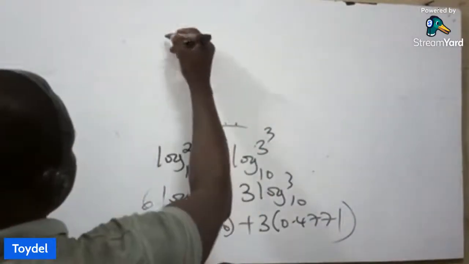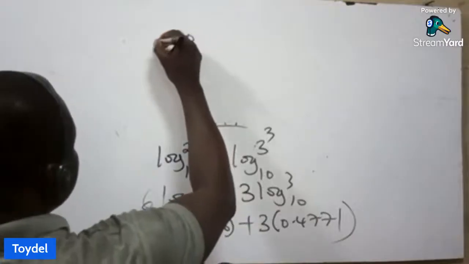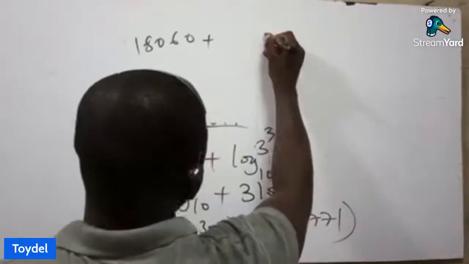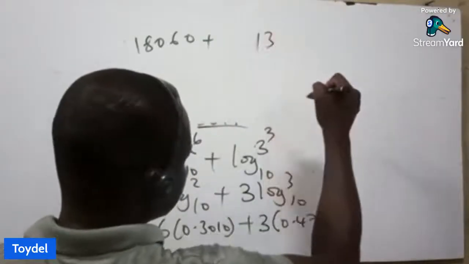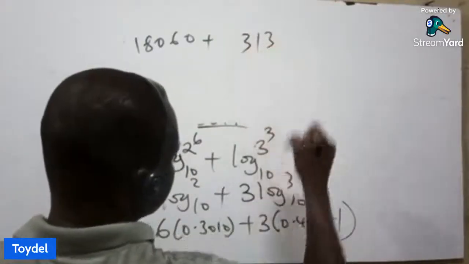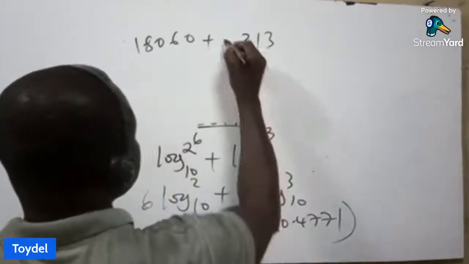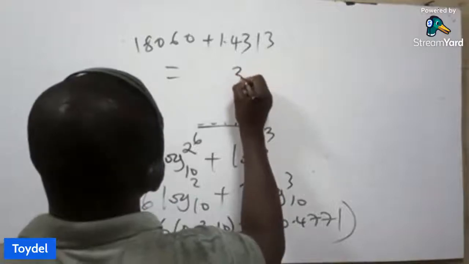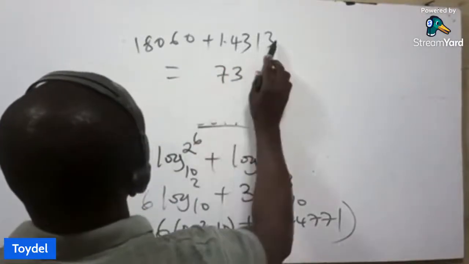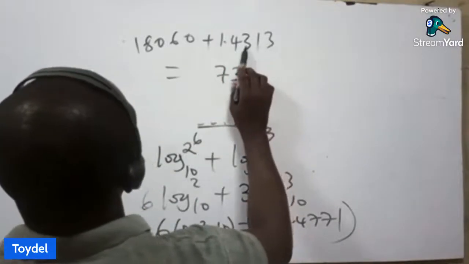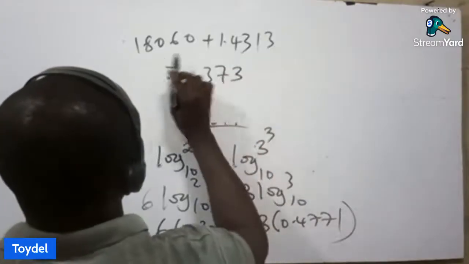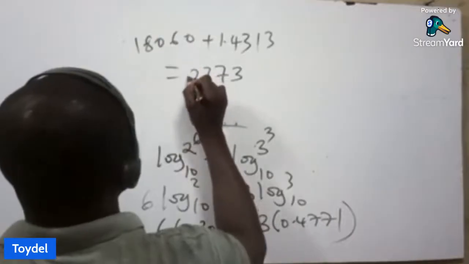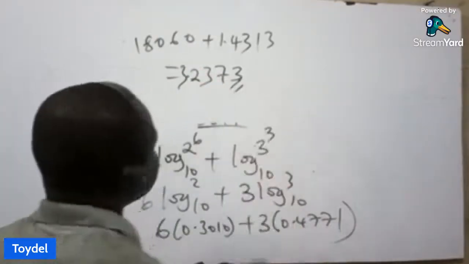6 we multiply this, so we are going to have 1.806. Then plus 3 we multiply this: 3 times 7, that's 21. 3 times 4, that's 12 plus 2, that's 14. Then when you add these two together, of course, I'm going to have 3.237. That will be the answer.